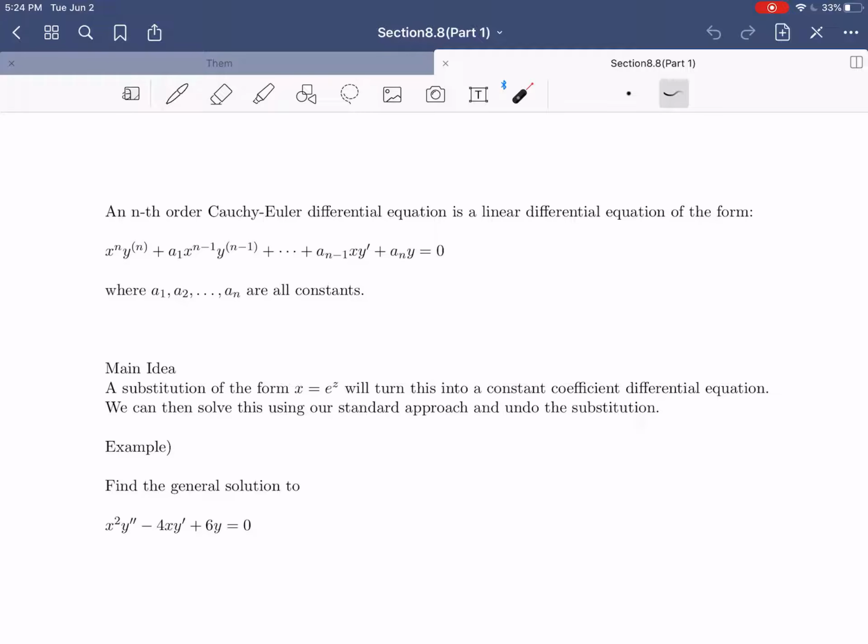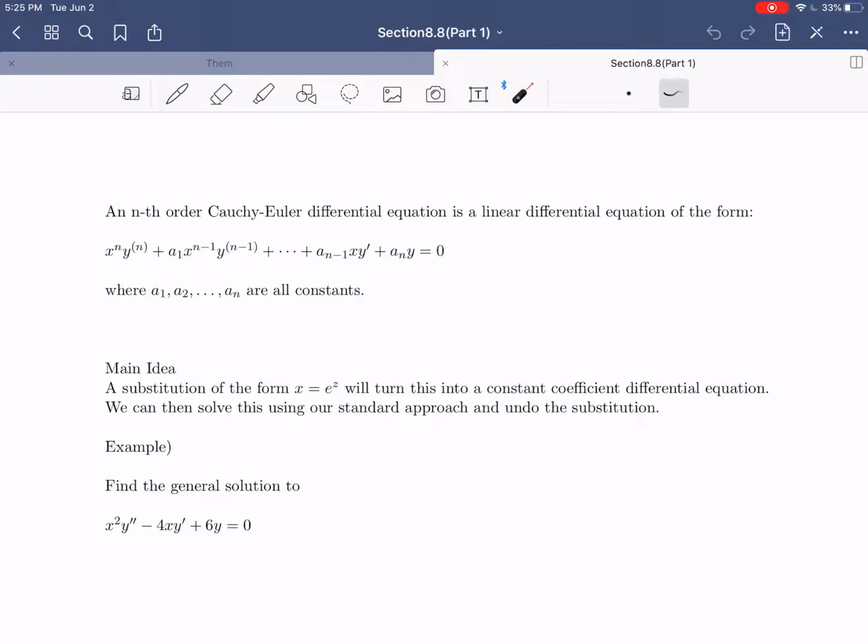An nth order Cauchy-Euler differential equation is a linear differential equation of the form x to the n times the nth derivative of y, plus a1 x to the n minus 1 times the n minus 1 derivative of y, plus dot dot dot all the way down to a n minus 1 x times y prime plus a n y equals 0. So a Cauchy-Euler differential equation is a very specific form of linear differential equation, similar to how a constant coefficient differential equation is a form of special linear differential equation.